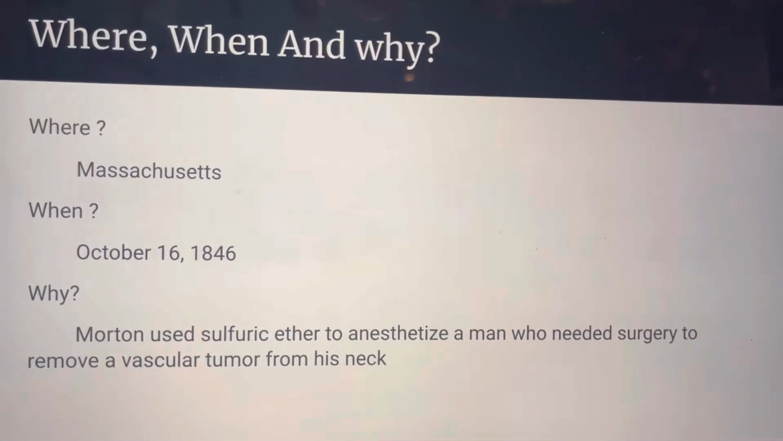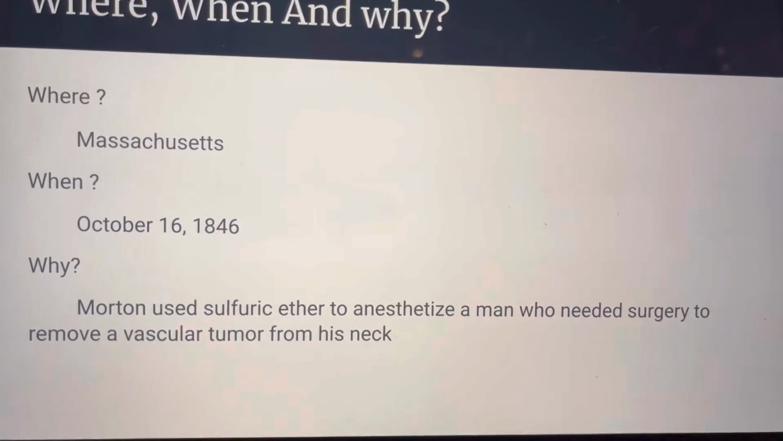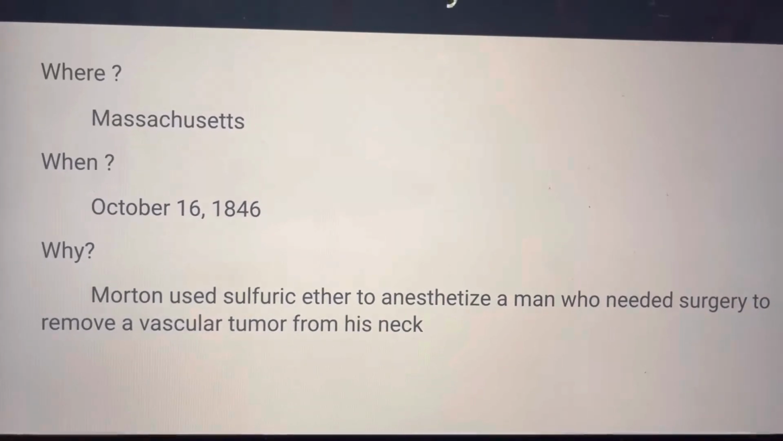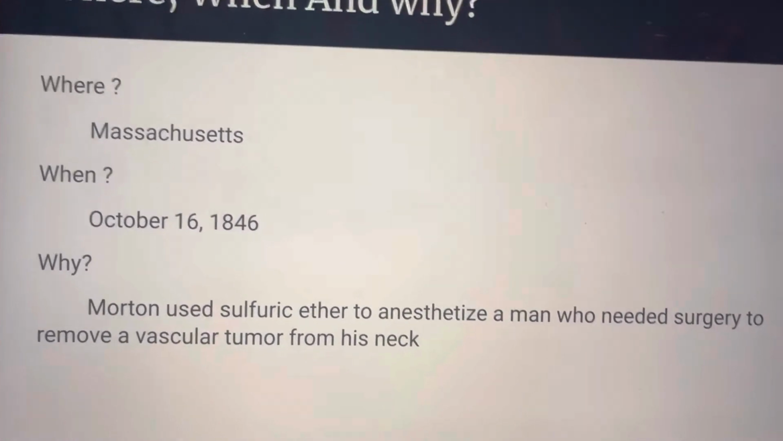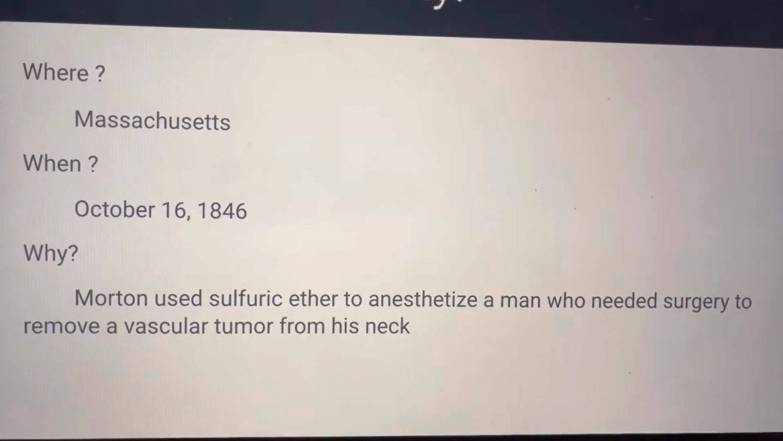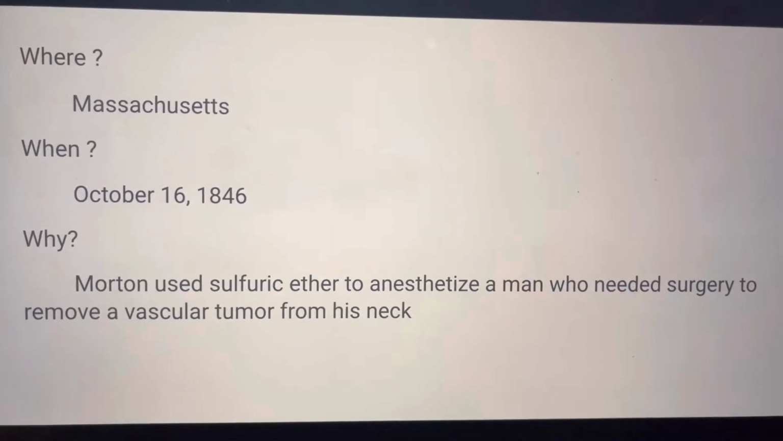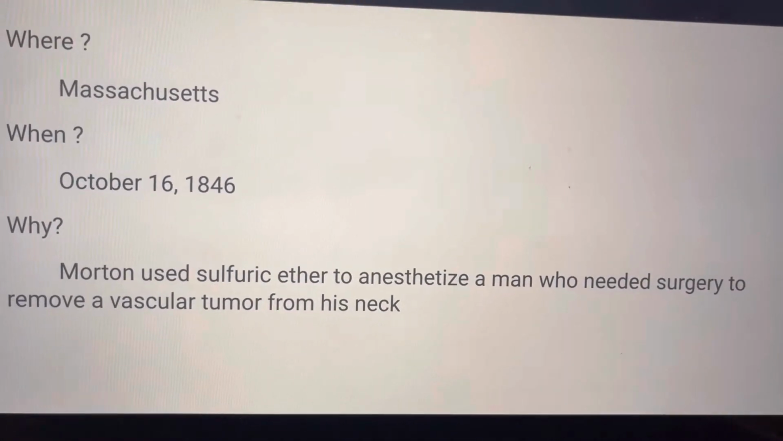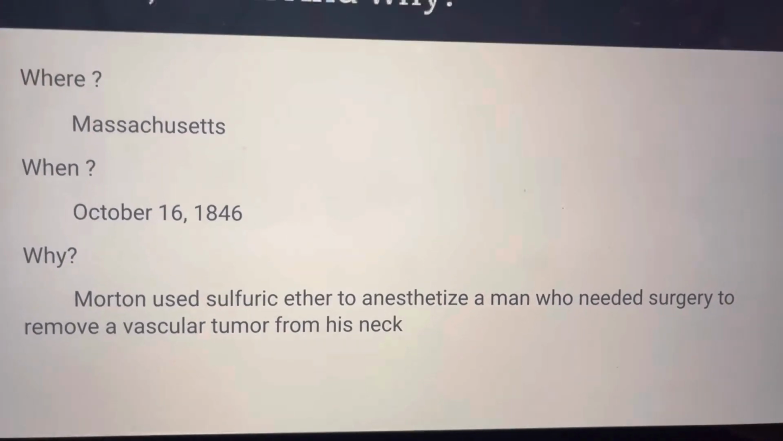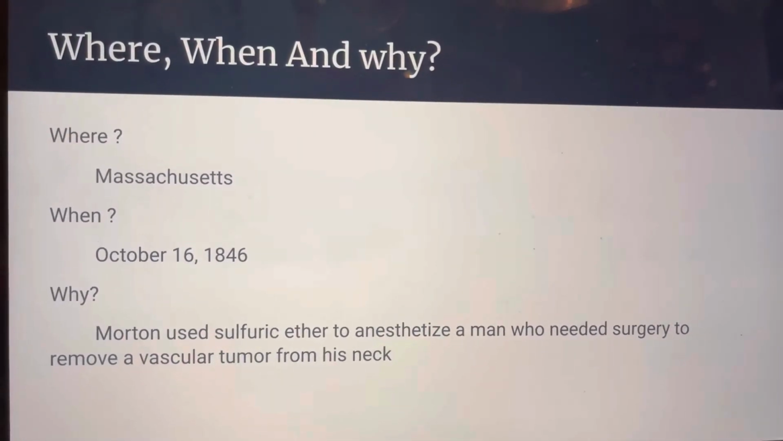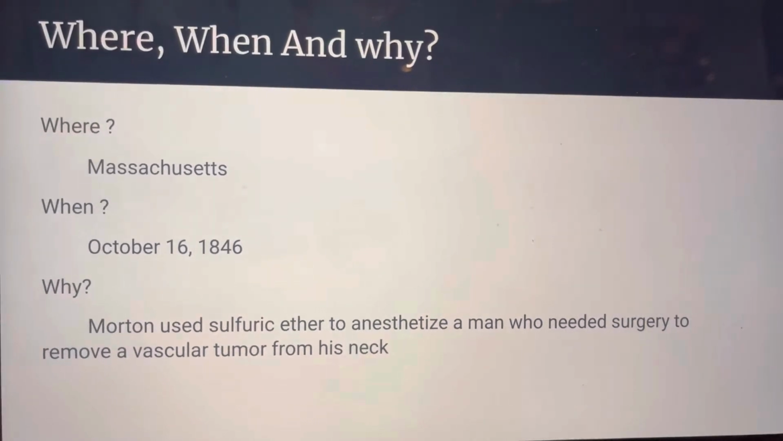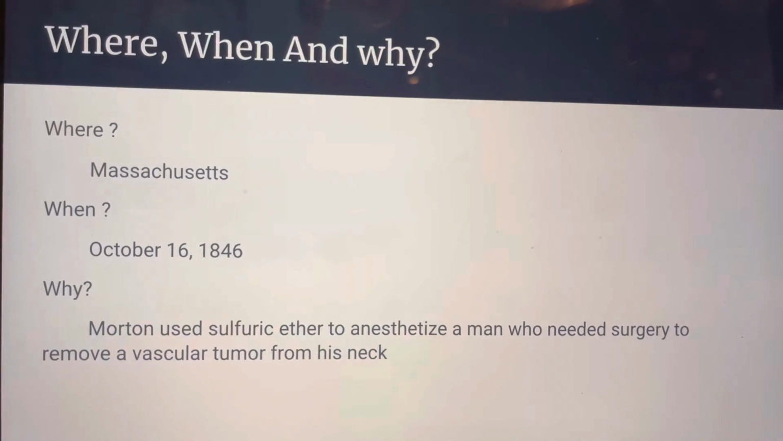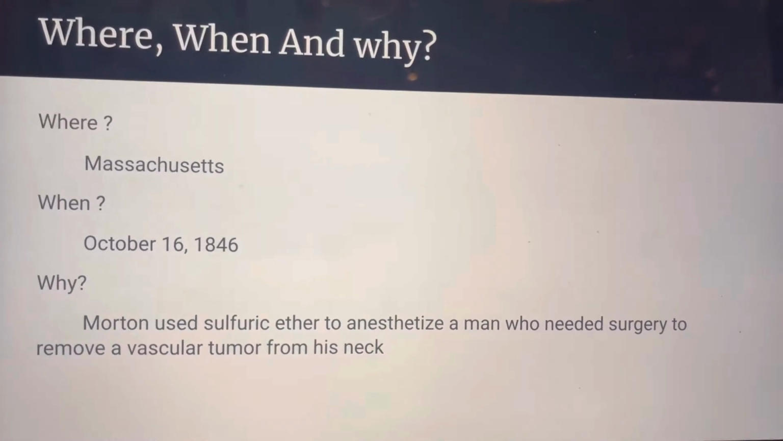When did it happen? Where and why? So as mentioned, it happened in Massachusetts General Hospital on October 16th, 1846. And why did it happen, you may ask? Morton used a sulfuric ether to anesthetize a man who needed surgery to remove a vascular tumor from his neck. And as I mentioned before, surgeries were extremely painful. So it did definitely help, and this patient did not have to bite down on a bullet, grind their teeth, and just take the pain.